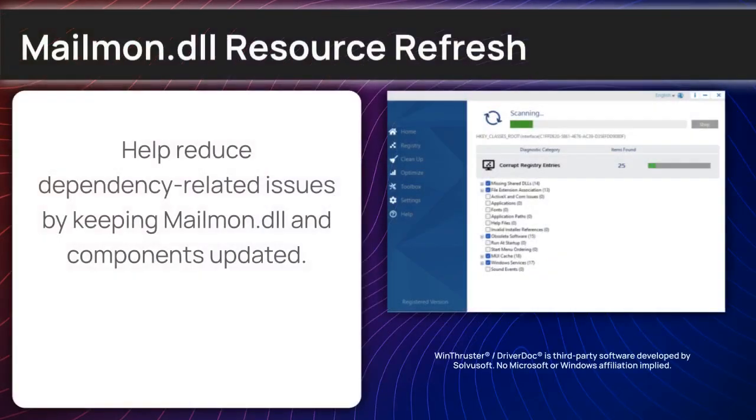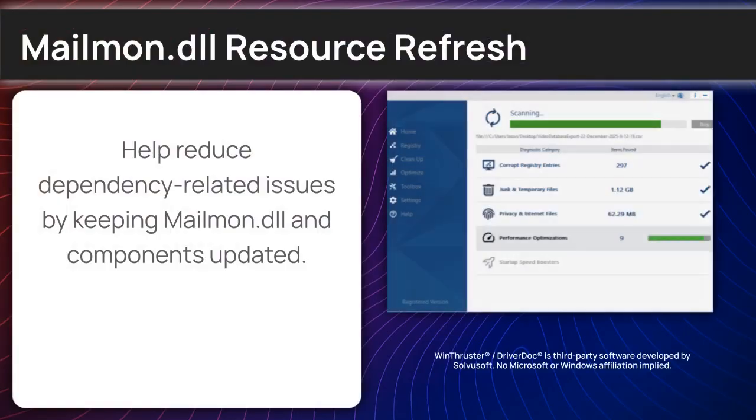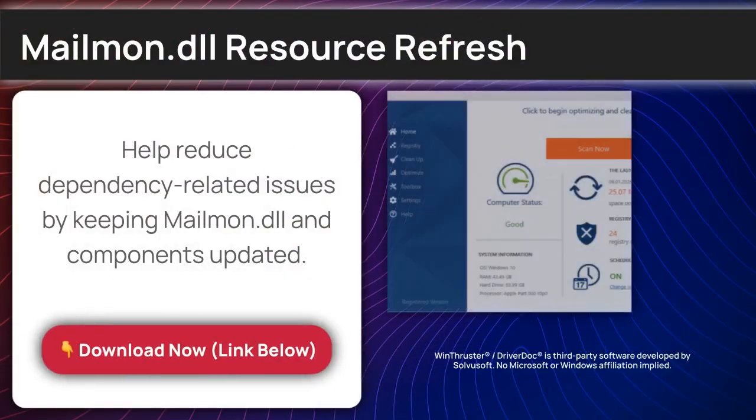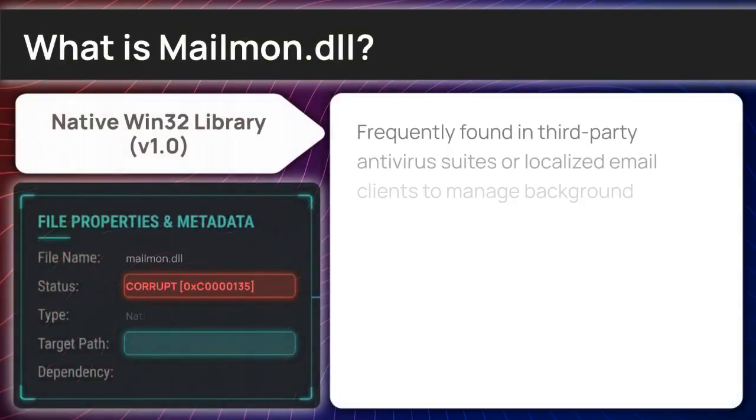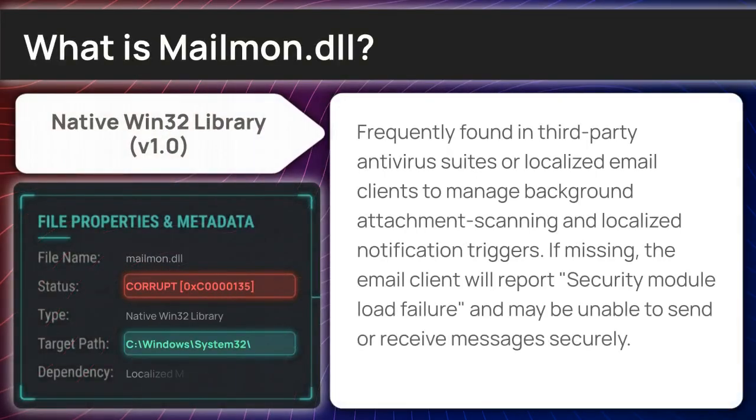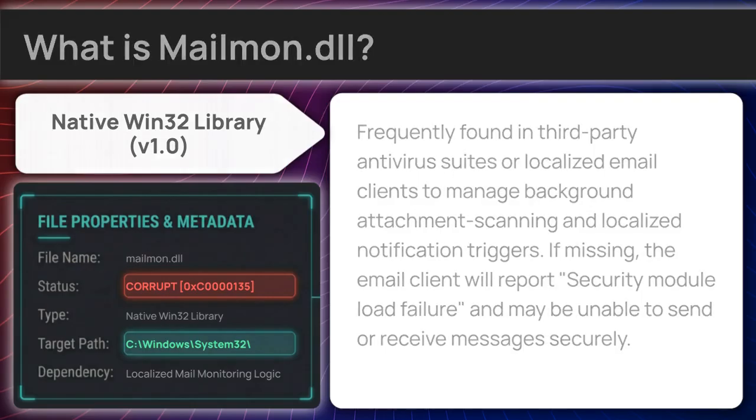As we get into the manual process for Mail Monitor Library, you can find a professional maintenance utility for environment stability. This is the Mail Monitor Library, frequently found in third-party antivirus suites or localized email clients to manage background attachment scanning and localized notification triggers. If missing, the email client will report security module load failure and may be unable to send or receive messages securely. Now that the technicals are covered, let's run the official installer.